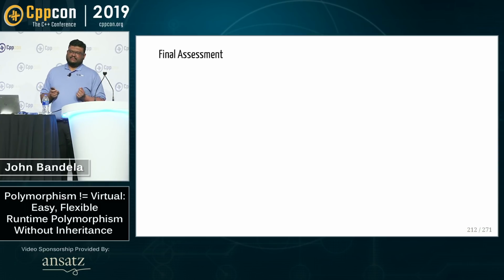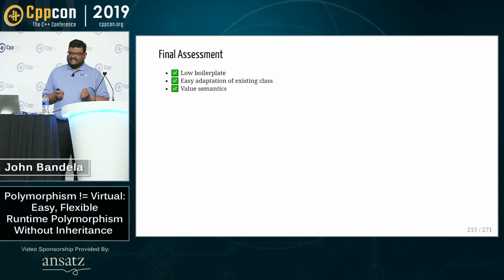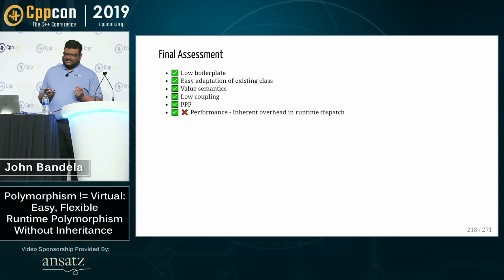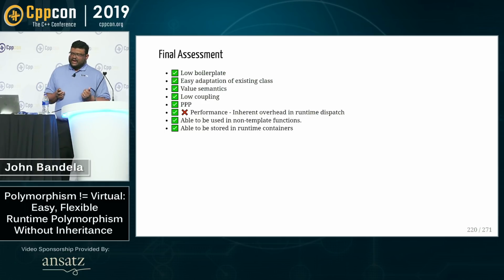All right, so final assessment. We have low boilerplate. We have easy adaptation of existing classes. We have value semantics. We have low coupling. We adhere to the polymorphic principle that polymorphism is determined by the use of a type, not the definition of a type. Our performance is in line with all the other indirect function call type stuff. We're able to be used in non-template functions, and we're able to be stored in runtime containers.